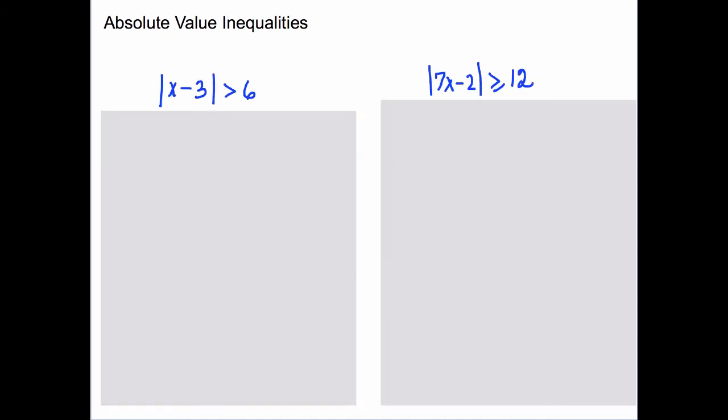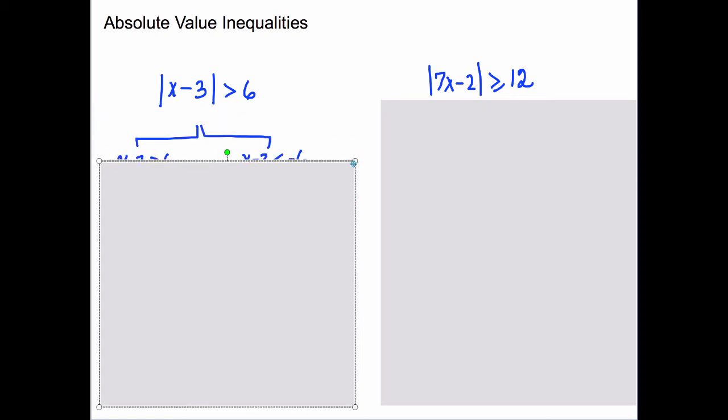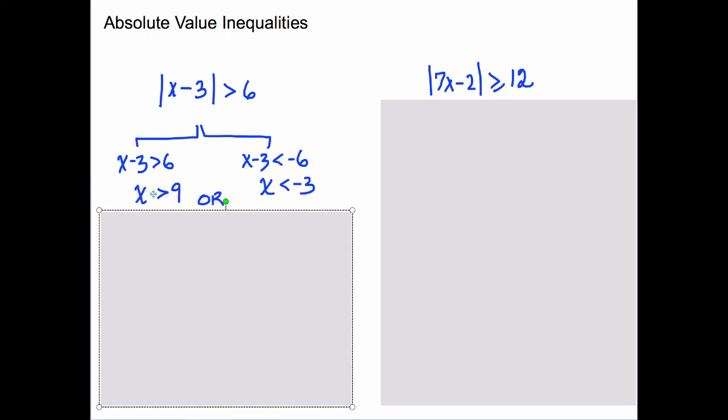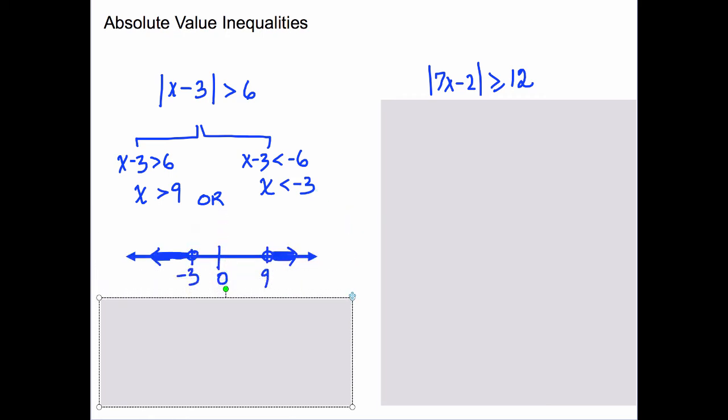Let's take a look at the problem absolute value of x minus 3 is greater than 6. So the first thing to do is split this up into two problems. X minus 3 is greater than 6, and x minus 3 is less than negative 6. And once again, you have to remember to switch the sense of the inequality and make the constant negative. So we will add 3 to each side, and we will get x is greater than 9 or x is less than negative 3. We can put that on a number line this way. This is x is greater than 9 or x is less than negative 3.